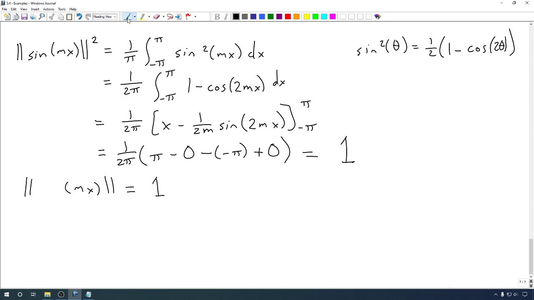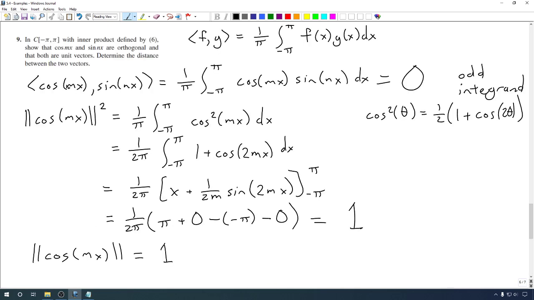So we get to save ourselves a lot of work since we know the other formula is very similar to what we had before. Just changing a few signs in here, we get the same result. This one is also a unit vector. Now what do we have left? They want us to also determine the distance between the two vectors.